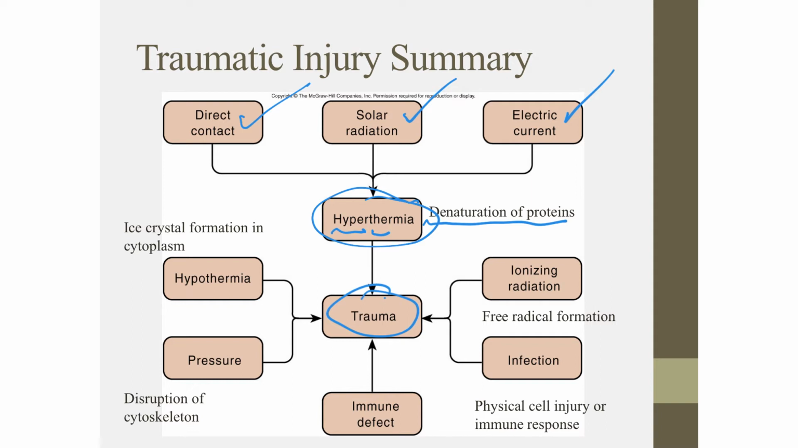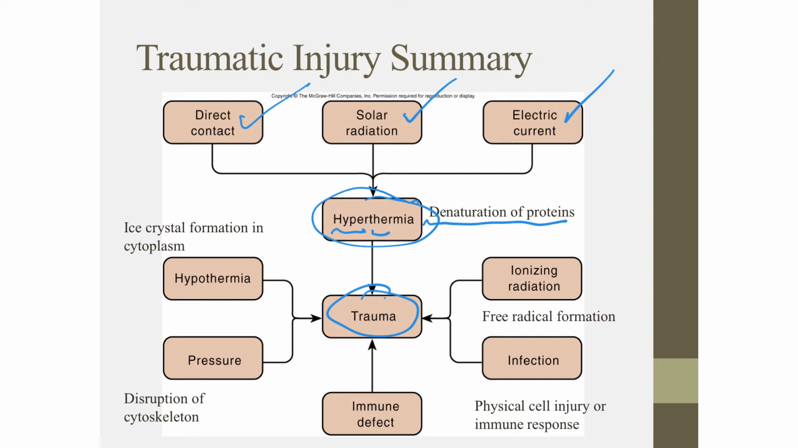most things in the body function via shape. They need to be a correct shape in order to preserve their function. So when proteins become denatured, they lose their conformational shape, which is going to alter their function. So hyperthermia is a type of traumatic injury, and various things can cause hyperthermia in cells at the cellular level, which then damages the tissue.